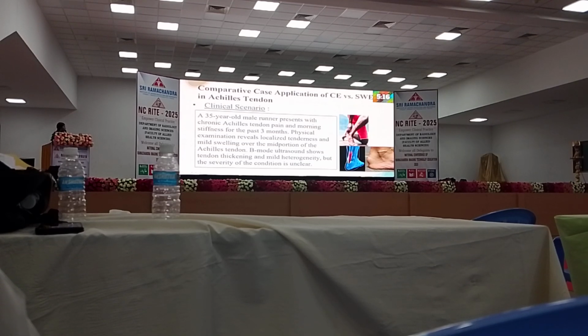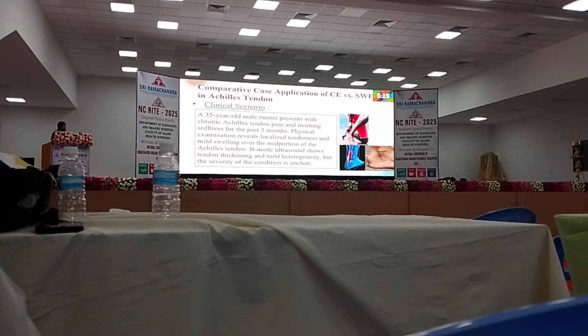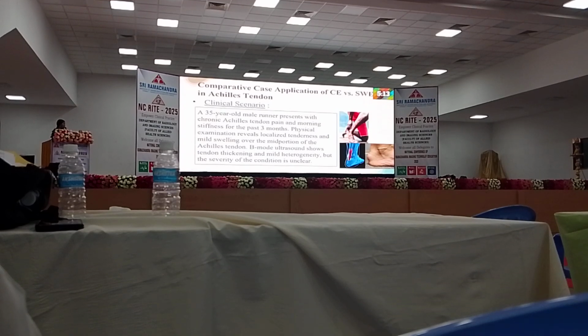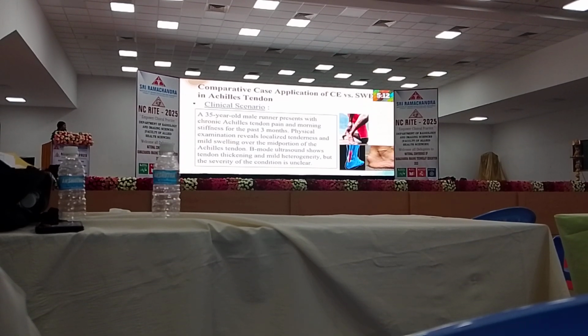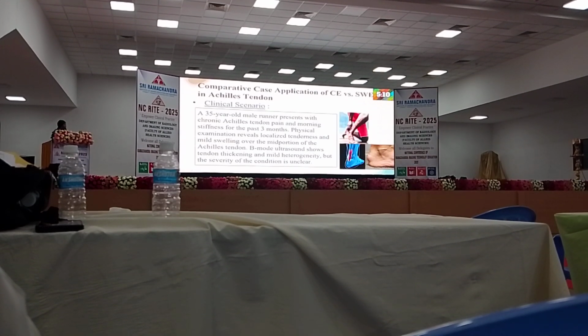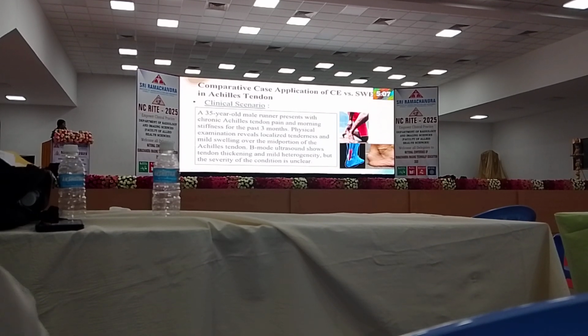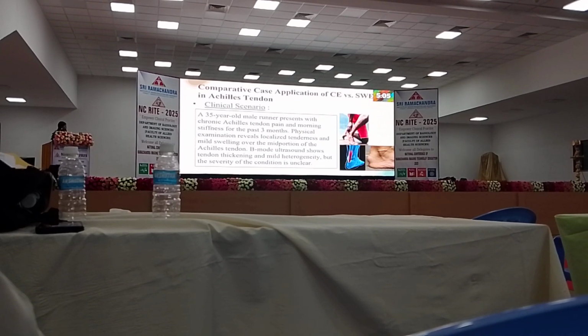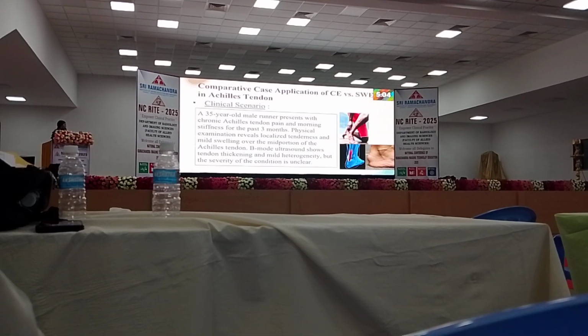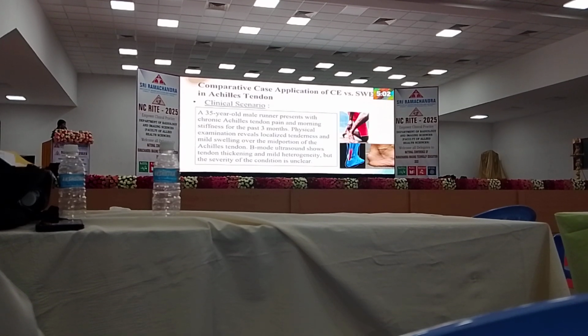A 35-year-old male runner presents with chronic Achilles tendon pain and morning stiffness for the past 3 months. Physical examination reveals localized tenderness and mild swelling over the mid portion of the Achilles tendon. B-mode ultrasound shows tendon thickening and mild heterogeneity. But the severity of the condition is unclear.